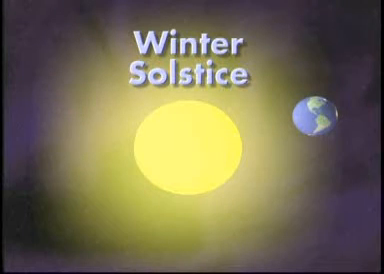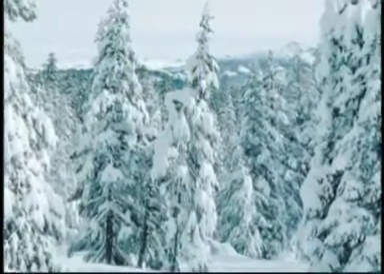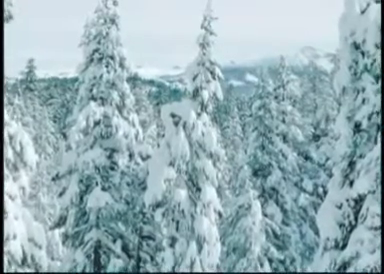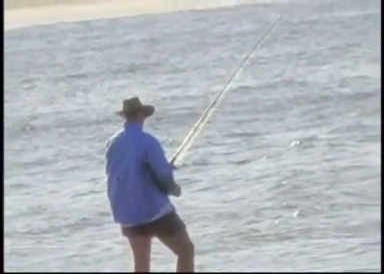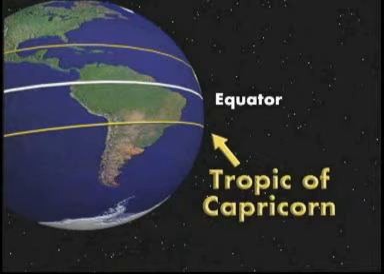This is known as the winter solstice and occurs on December 20th. The northern hemisphere is now tilted away from the sun and the southern hemisphere is tilted towards it. The winter solstice is the shortest day of the year for those living in the northern hemisphere and the longest for those living in the southern hemisphere. The sun's rays directly hit the Tropic of Capricorn, located at 23.5 degrees south latitude, on the winter solstice.